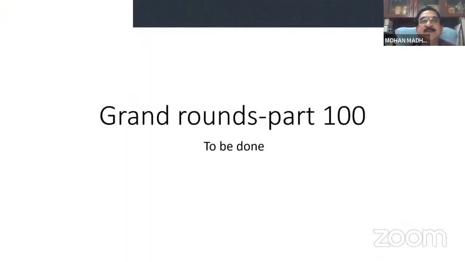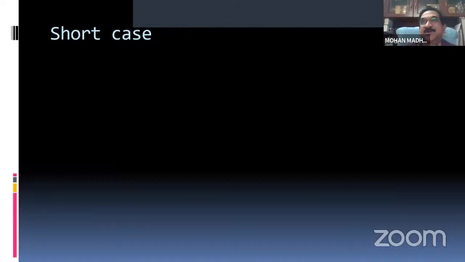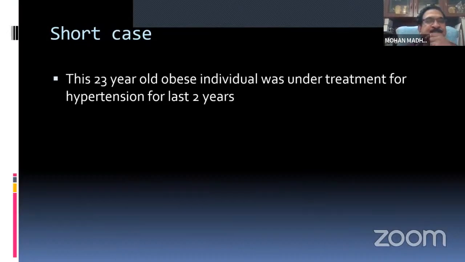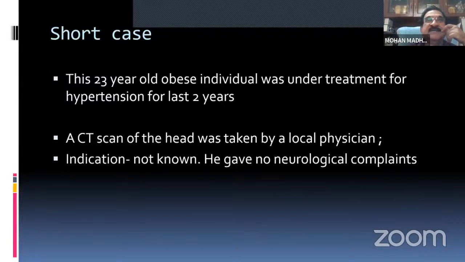Is my screen visible to you all? Yes, sir. You can start. Okay. So I'll start the short case now, ultra short case. This 23-year-old obese individual was under treatment for hypertension for the last 2 years. In fact, he had no neurological complaints. He went to the physician and the physician asked for a CT scan of the head. I asked him why he took a CT scan. He said he had no complaint.